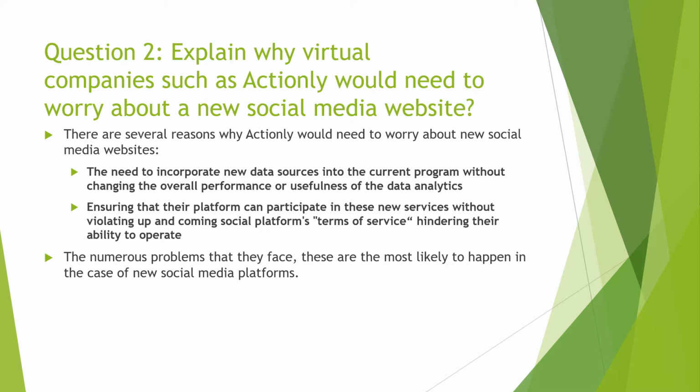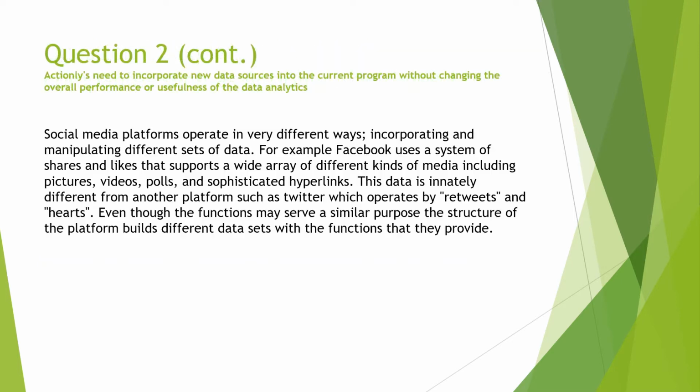There are numerous problems they face. These are the most relevant and likely to happen in the case of new social media platforms. Social media platforms operate in very different ways, incorporating and manipulating different sets of data. For example, Facebook uses a system of shares and likes that support a wide array of different kinds of media, including pictures, videos, polls, and sophisticated hyperlinks. This data is innately different from another platform such as Twitter, which operates by retweets and hearts. Even though the functions may serve similar purposes, the structures of the platform build different data sets with functions that they provide.